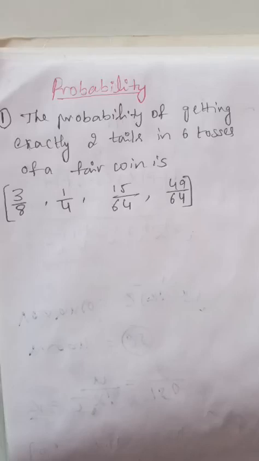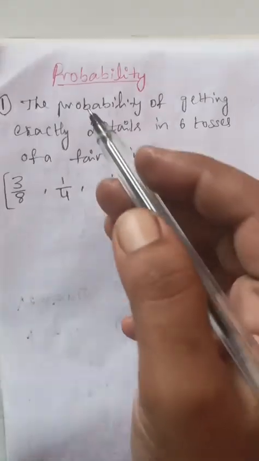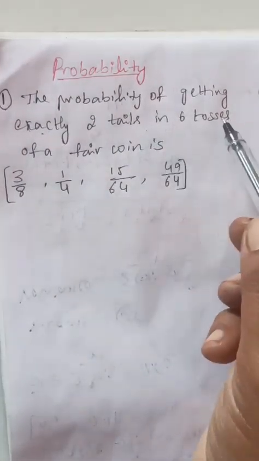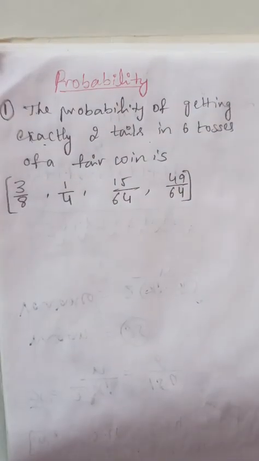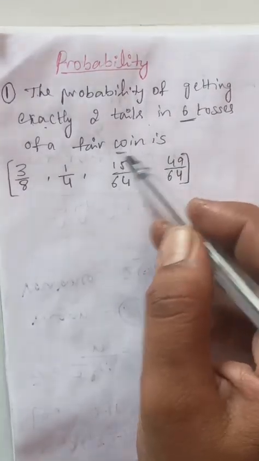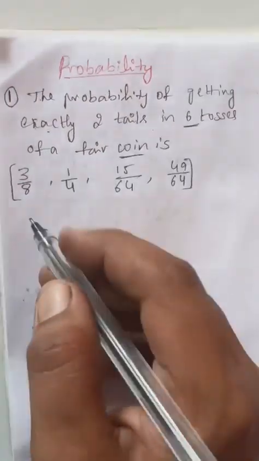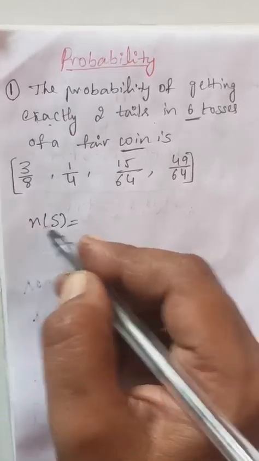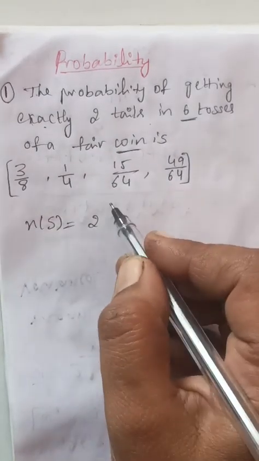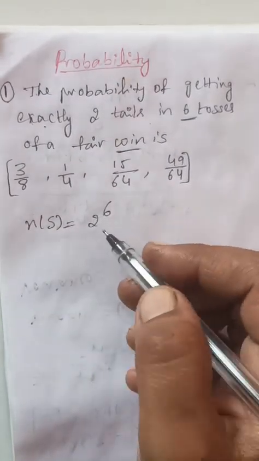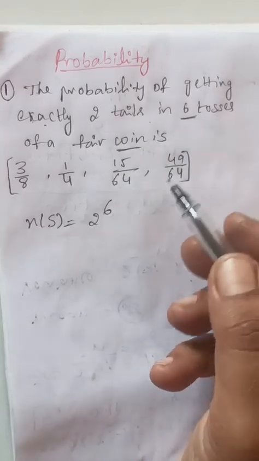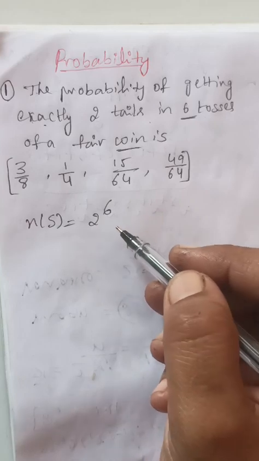EAPCET Maths 2A probability. First one, the probability of getting exactly 2 tails in 6 tosses of a fair coin is, here a fair coin is tossed 6 times. So n of S, the number of points in the sample space, is 2 power 6, because a coin has 2 faces, head and tail, and it is tossed 6 times. So 2 into 2 into 2 into 2, and so on 6 times.